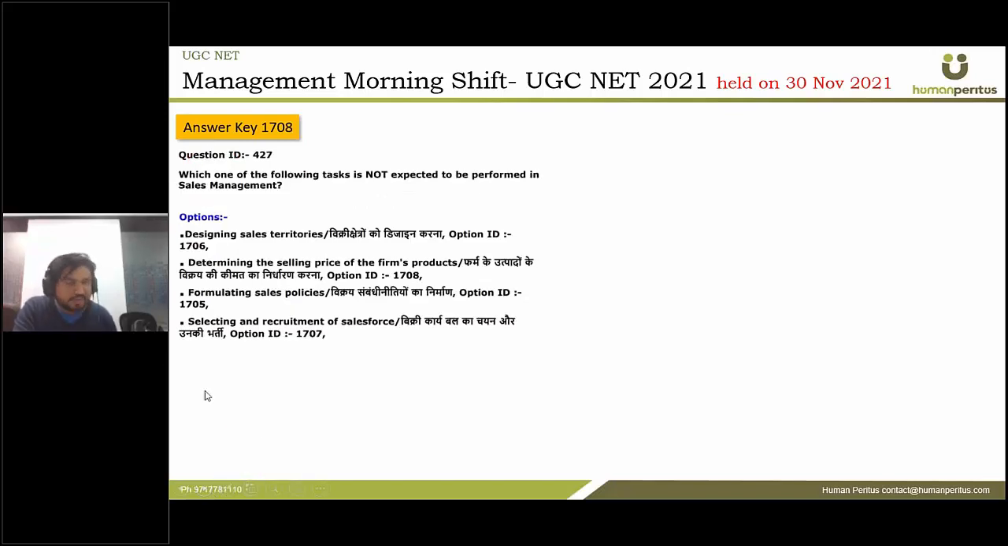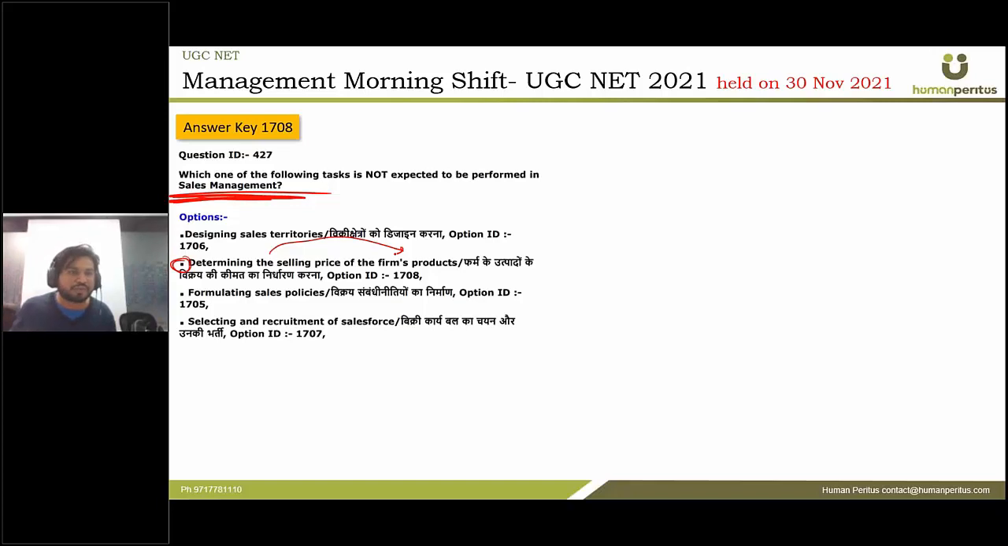Okay, next question. Which one of the following tasks is not expected to be performed in sales management? Everything should be related to sales management. There are 4 options: determining sales, designing sales territories, determining the selling price, formulating sale policies, selection and recruitment. If you see option B, which says determining the selling price of the firm's product, sales is always related to the quantum of the sales, how we can increase the sales. So this is not directly related to sales management. It's rather more of a marketing task.